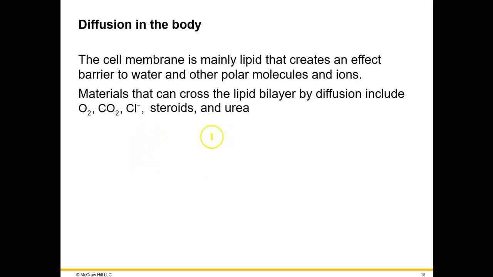Okay, so with diffusion in the body, materials that diffuse into a cell or out of a cell actually diffuse through the phospholipid bilayer. They actually cross the phospholipid bilayer. So we call this diffusion when molecules move through the phospholipids. So materials that can cross the plasma membrane directly through those phospholipids include oxygen and carbon dioxide gas.